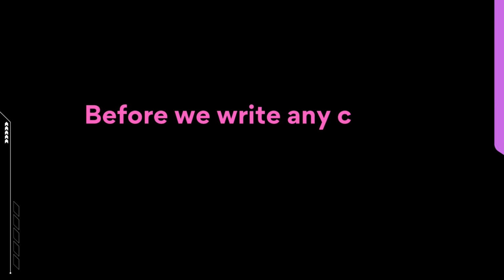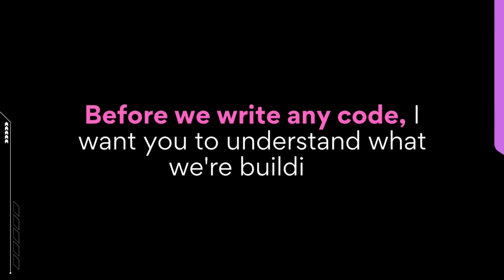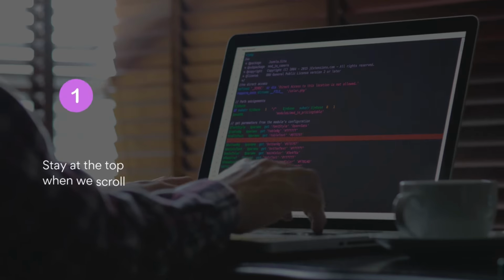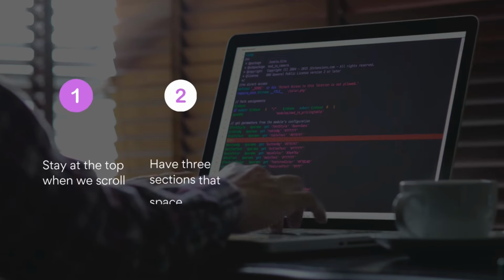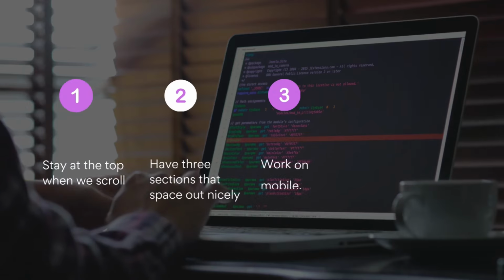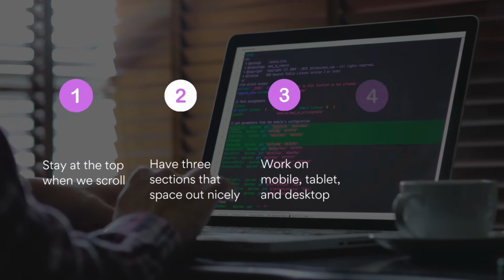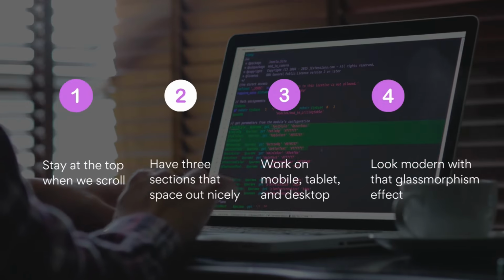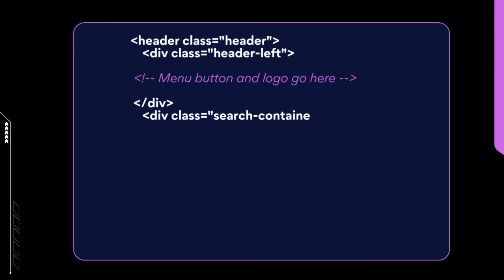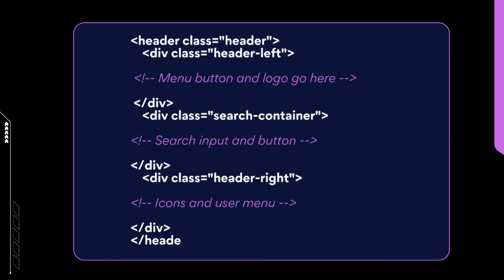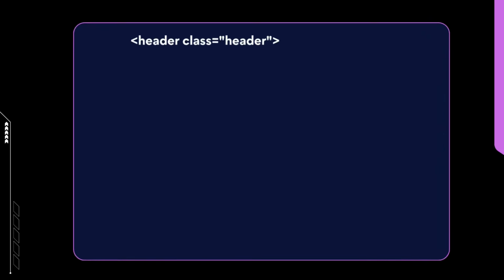Now, before we write any code, I want you to understand what we're building. The header needs to stay at the top when we scroll, have 3 sections that space out nicely, work on mobile, tablet, and desktop, and look modern with that Glassmorphism effect. Let me show you the HTML structure first. See how we have 3 containers? This makes our CSS much easier. Now let's style it.